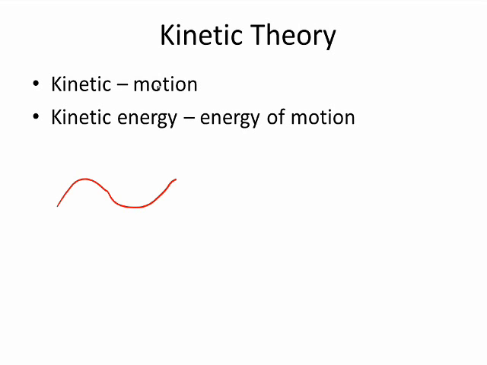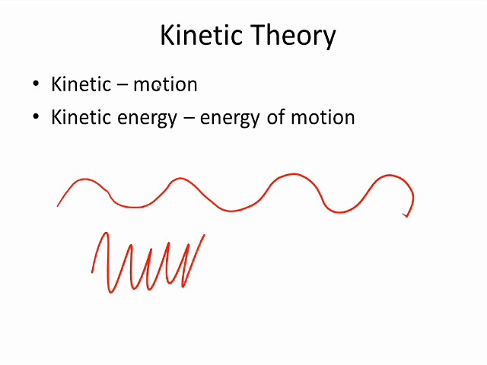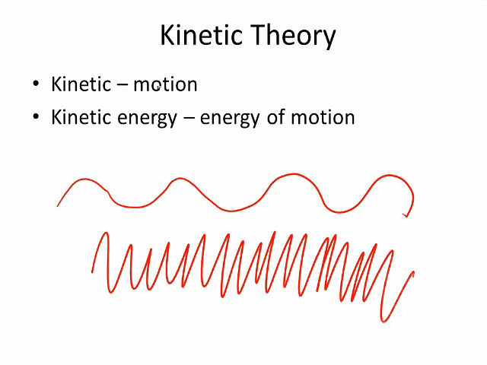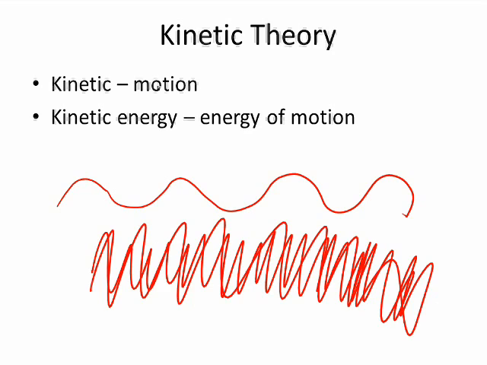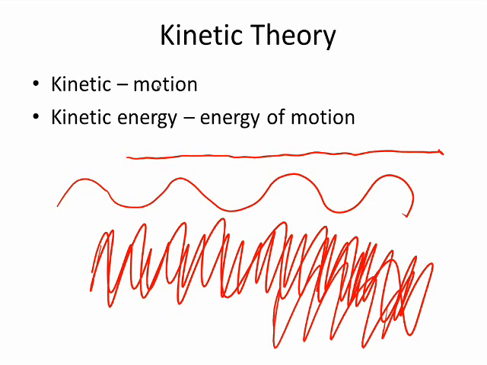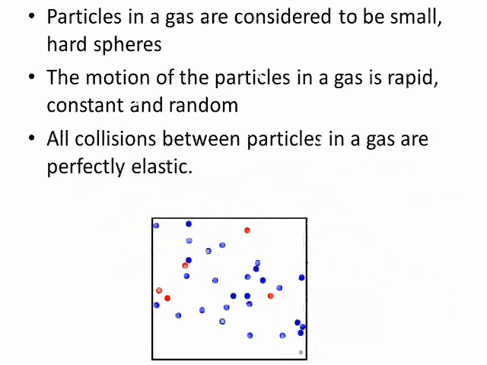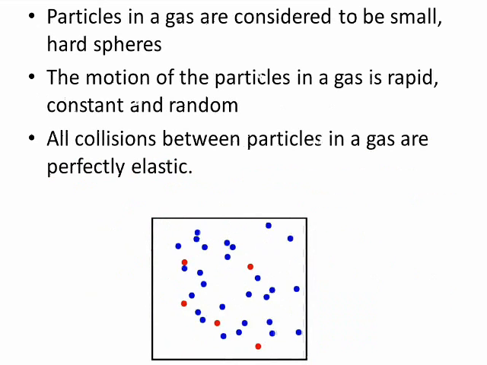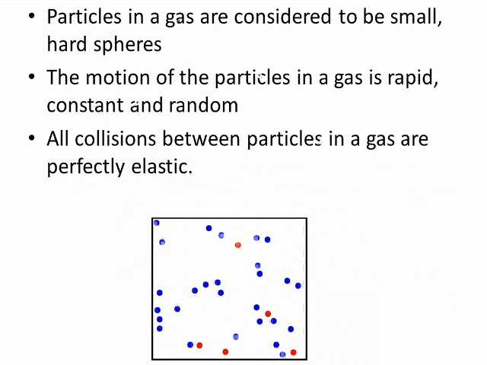So, if someone's moving very fast, they have kinetic energy. This line here has kinetic energy. It's moving. This one has much more kinetic energy. Moving much quicker, a lot more kinetic energy. This is going slow, less kinetic energy as opposed to that. Pretty cool. Now, particles in a gas are considered to be small hard spheres.